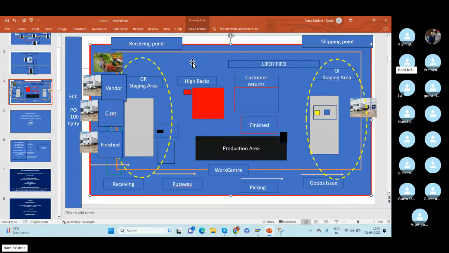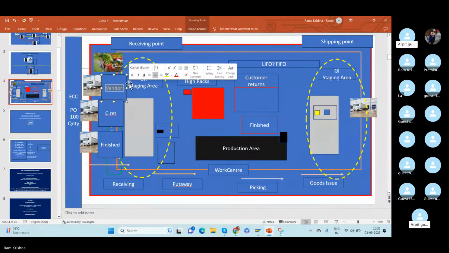Okay, now tell me, guys. In this case, what kind of document will it create from the MM system, ECC system, or S4 system, whatever it may be, other than the EWM system? What kind of document will it create from the ECC system? Goods receipt.